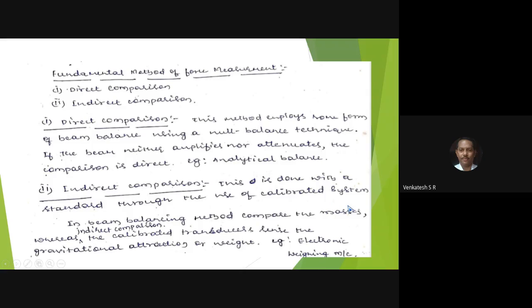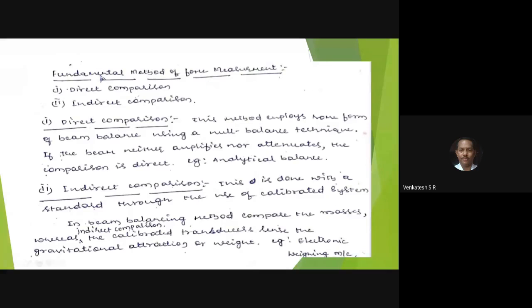It is defined as two or more translations being present: the resistance is converted into an analogous signal, the analogous signal into a voltage signal, and the voltage signal into digital form, which you use for reading the weight of the unknown magnitude. So once again, the fundamental method of force measurement is classified into two types: one is direct comparison, the other is indirect comparison.